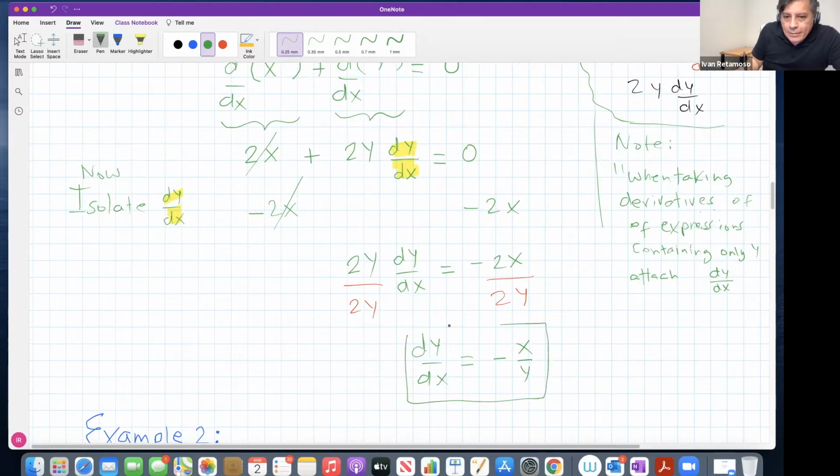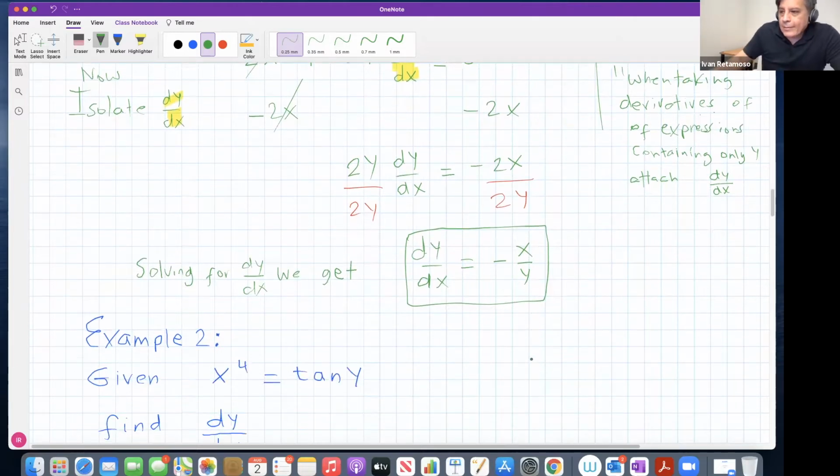Final answer. I want you to catch something here. Before, when we were taking derivatives of functions that were explicitly defined, the result was only in terms of x, right? But a common feature of implicit differentiation is that the result will depend not only on x, but also on y, okay? So as you can see here, minus x over y is the derivative, right? So try to keep that in mind. So solving for dy dx, we get this guy, right? This is the answer.